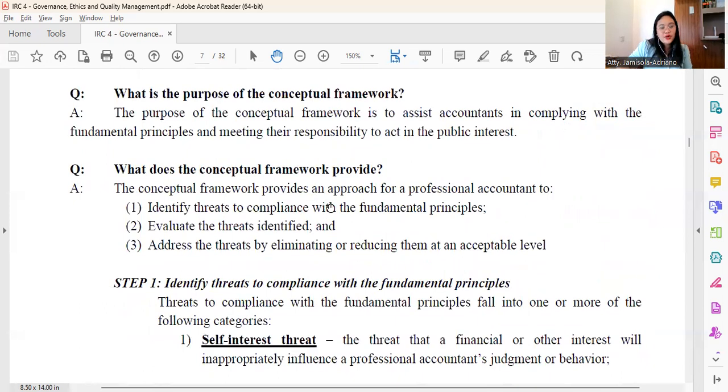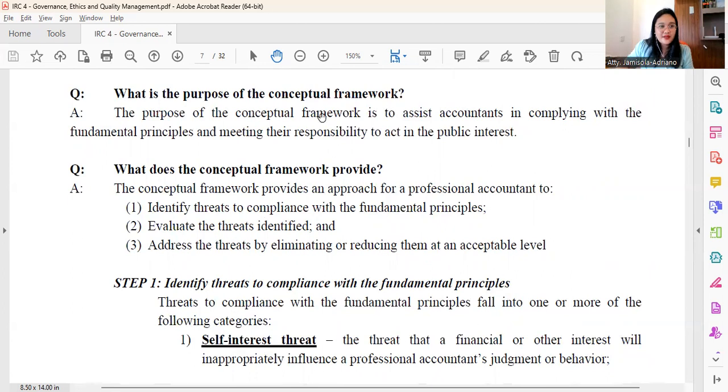So let's now move on to the conceptual framework. I'm sure you have a good understanding now of the 5 fundamental principles of ethics for professional accountants. Again, I've mentioned a while ago that the fundamental principles are your what. What are your obligations? What should you do? Then the conceptual framework shows you the how you can comply with those fundamental principles.